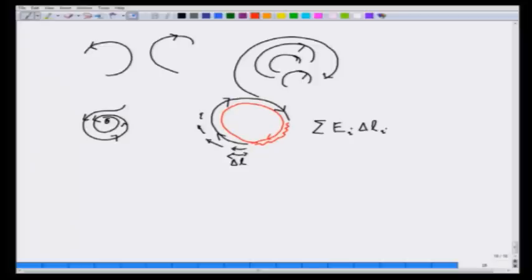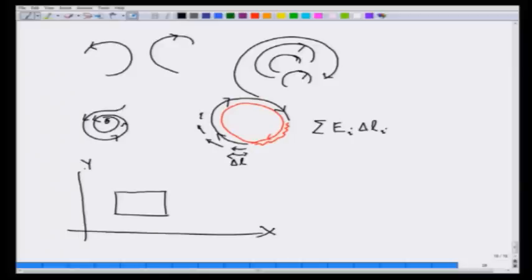For simplicity, again I am going to take a rectangular path, let us say in the xy plane. So, please understand what I am doing. I am taking E at each point, taking this component along the path and multiplying by the small delta L and summing it all around, which I can also write as what is called a line integral over a closed path, E dot dL. This automatically gives the component of E along dL that I am taking.